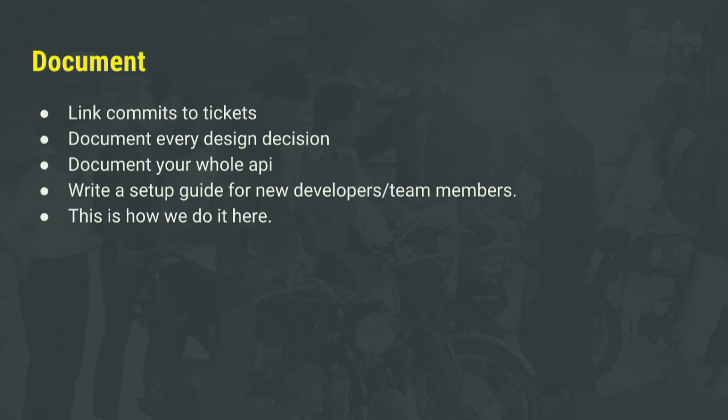Okay. Simple one, document. I think this is a hard one. But there are simple ways to document. Just link your commits to tickets. Document every design decision. If you have a discussion on Jira, just say, this is the final implementation, or whatever tickets, this is what we've done, this is why. Three lines, maybe four lines, just say why and how. Document your whole API. I know this is hard work, but just do it. The developer after you will thank you for that.